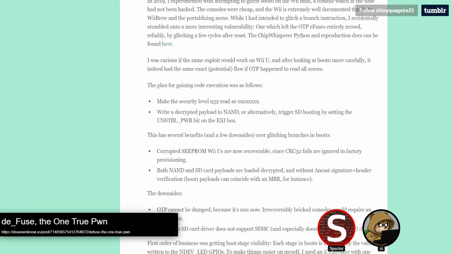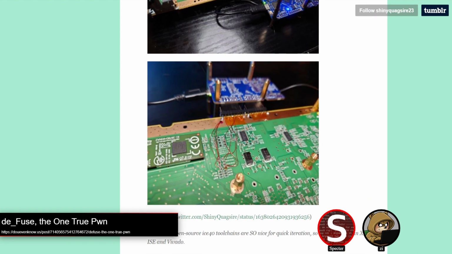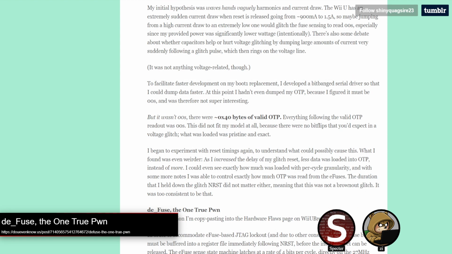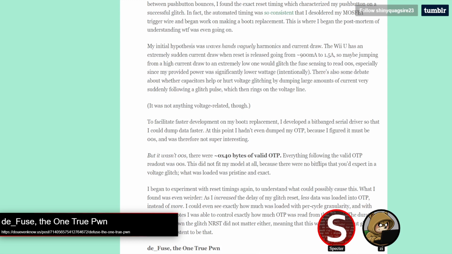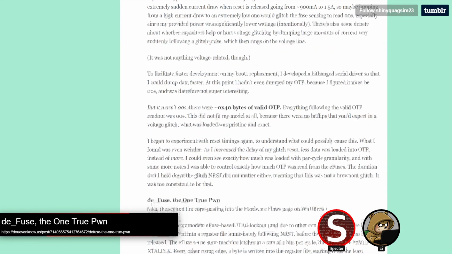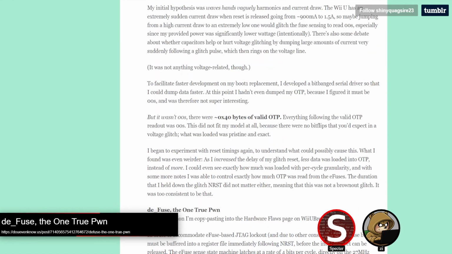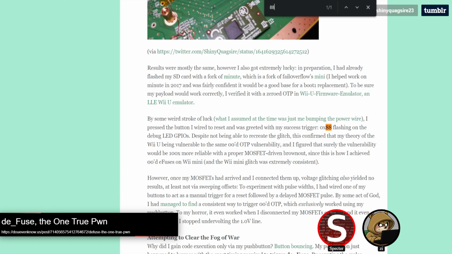But then they decided to try combining the reset glitch with undervolting, and that actually did have a bit of success. They were able to get what I assume is a debug code flashing in one instance. I say I assume because they say: I pressed the button, I wired to reset, and was greeted with a success trigger, hex 88 flashing on the debug LED GPIOs. Doesn't really go into detail on what hex 88 is though in that context. In that specific case, they did manage to hit it once, but they weren't able to reproduce it. But that was kind of an indication that the strategy probably could be tweaked to work.